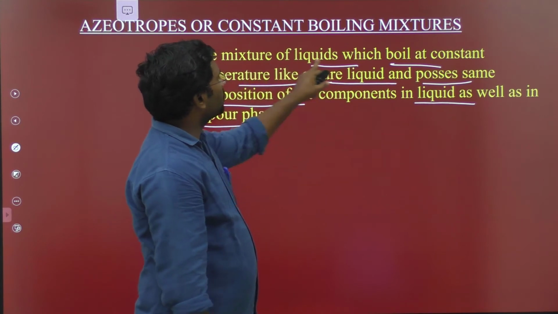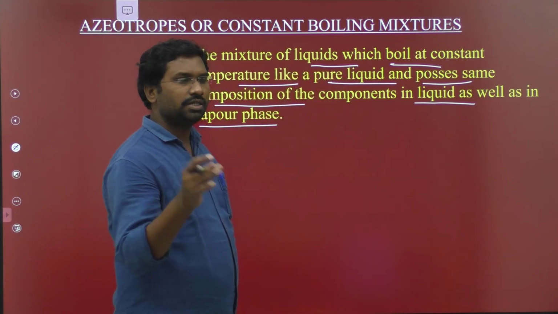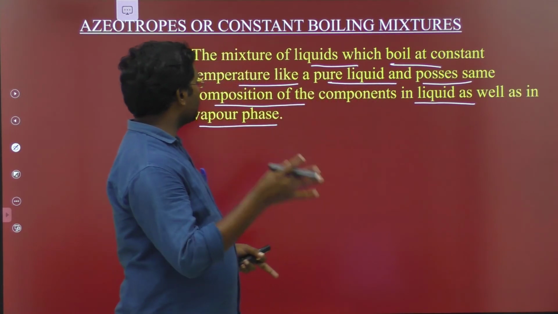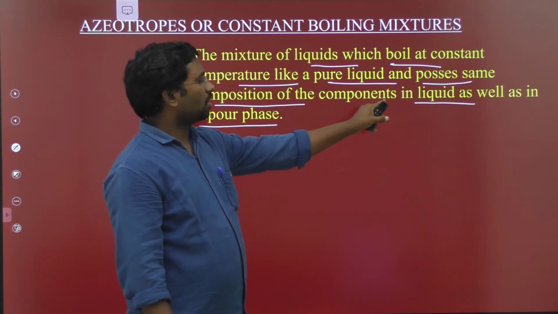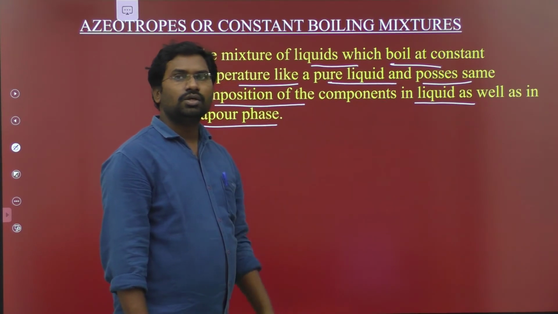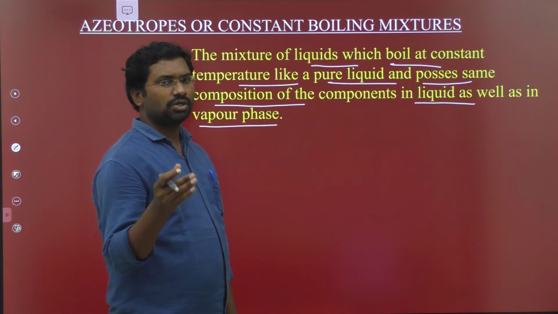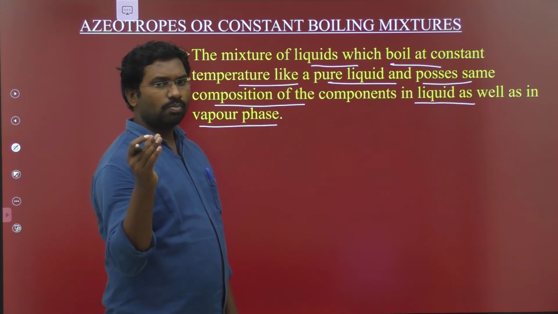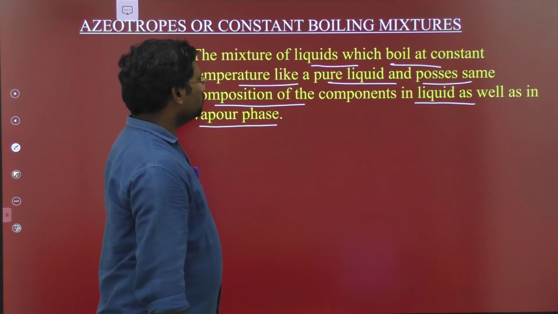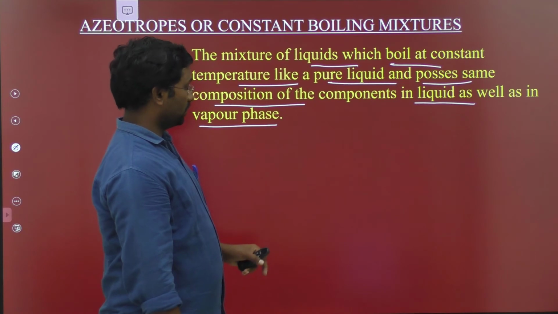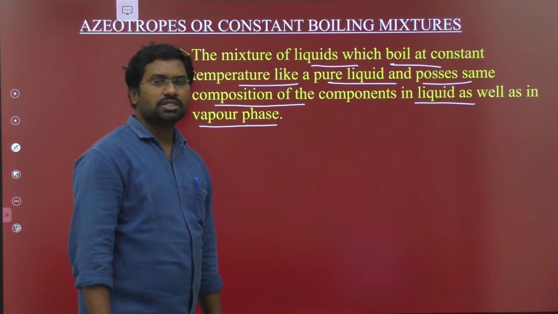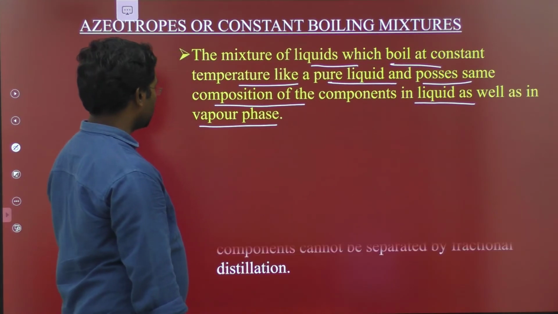Azeotropes are nothing but mixtures of liquids which boil at a constant temperature, like a pure liquid, and possess the same composition of the components in the liquid phase as well as in the vapor phase. They boil at a constant temperature and have the same composition in the liquid phase and the vapor phase. This is the definition of azeotropes.